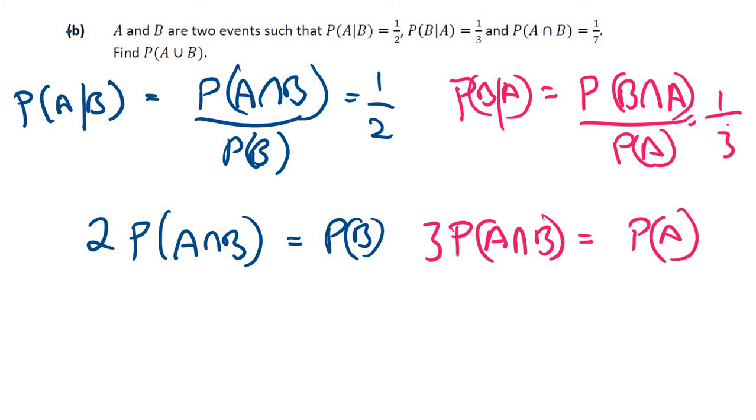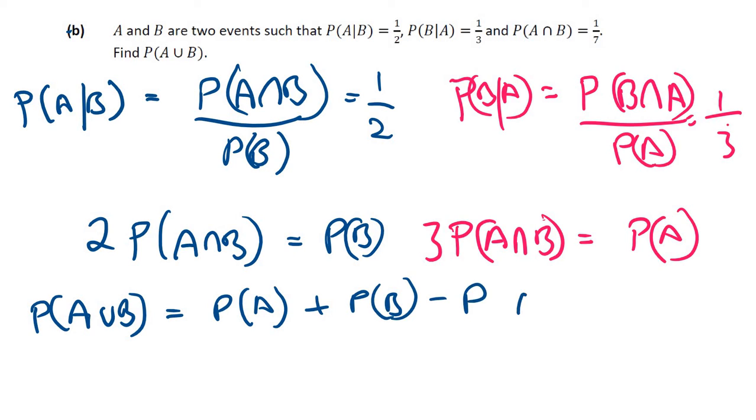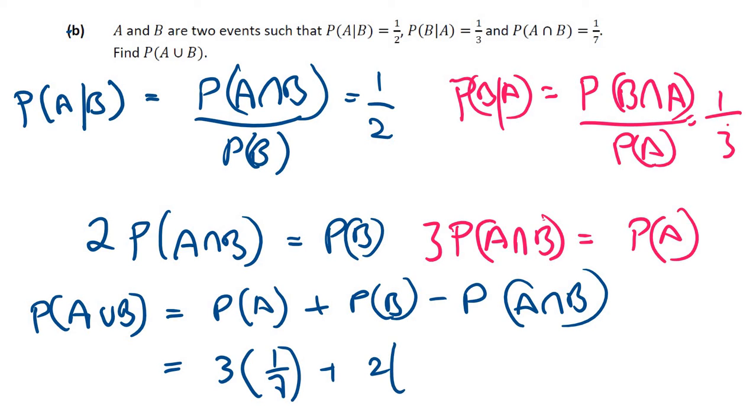And like I just went through in the last question, as these events are not independent, the probability of A or B happening is going to be the probability of A plus probability of B minus the probability of A intersection B. So we can just plug in the numbers there. A intersection B is 1/7. We have 3 times 1/7 plus 2 times 1/7 minus 1/7, and that gives us our answer, which is going to be 4/7.